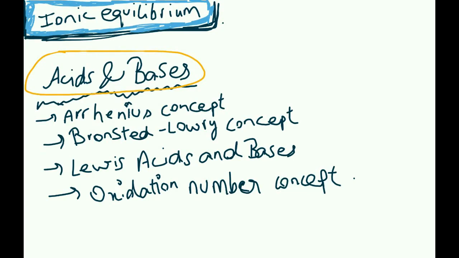There were four ways. First the Arrhenius concept, then the Bronsted-Lowry concept, then Lewis acids and bases, and then what we use right now, the oxidation number concept. So I'm going to start with the Arrhenius concept.